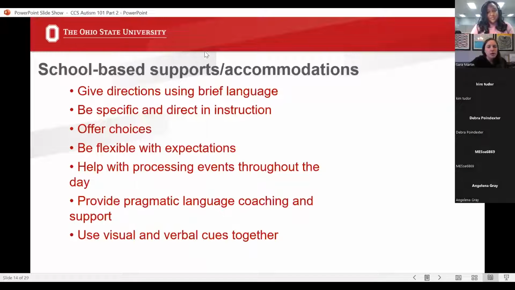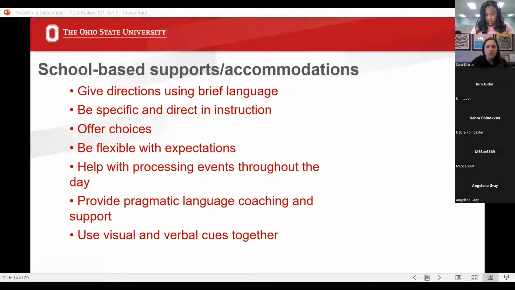Okay, so now we're going to go through some brief examples of some supports and accommodations that can be used to help students on the autism spectrum. So some of these school-based supports and accommodations that can be used throughout the entire school could be giving directions using brief language, so being very short and specific with your directions, being specific and direct in your instruction. So making sure that when you are working with the student or you're teaching them something that you are very specific and direct. Offering them choices is key.